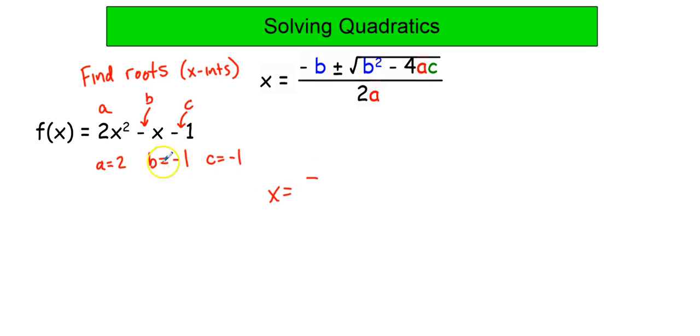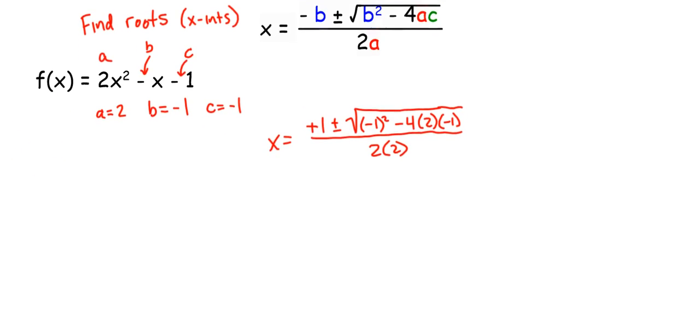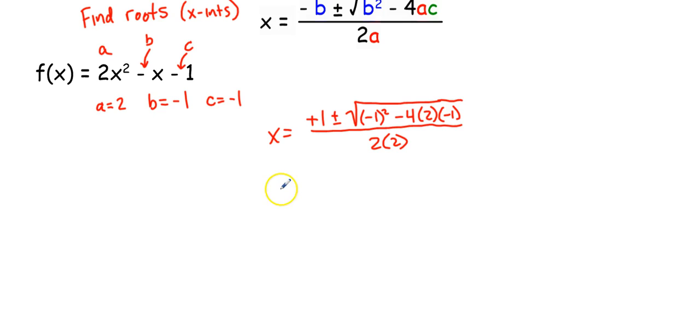The opposite of what I see up here, I see b is -1, so that turns into a +1. Plus or minus the square root of b squared, -1 squared, minus 4 times a is 2, that's from here, and c is -1. All of that stuff over 2a, which is 2 times 2. So we go through and we simplify. We should be able to find the same roots, just like we did using that factoring.